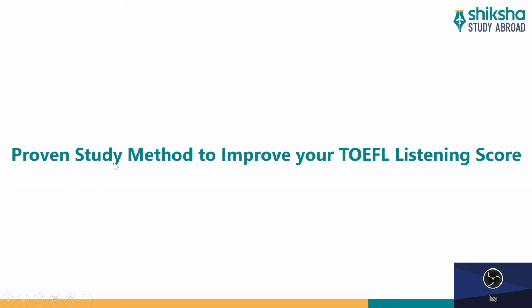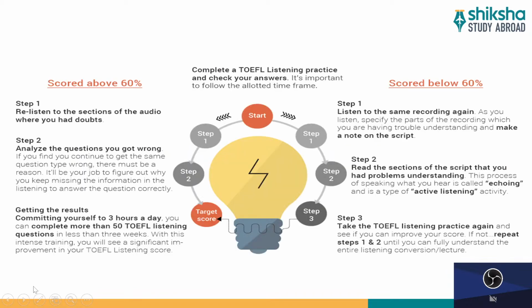Now, proven study method to improve your TOEFL listening score. What are the things which you should actually look out for? So here is a diagram. With the help of the diagram, I have prepared a small chart for all of you. So, scored above 60% and scored below 60%. You can see the steps. What did the students actually do? So that you can also choose your own path. Which one would you like to go for? And definitely everybody would like to go for the first one, scored above 60%. So you can figure out and check by yourself later on, rewatch the video, come back here and learn about the steps one by one.